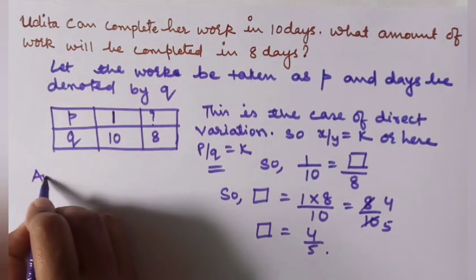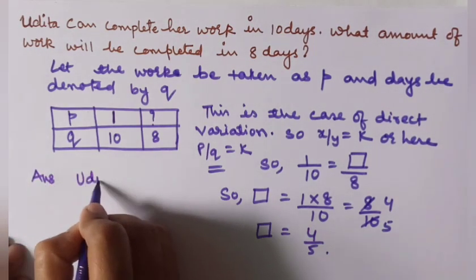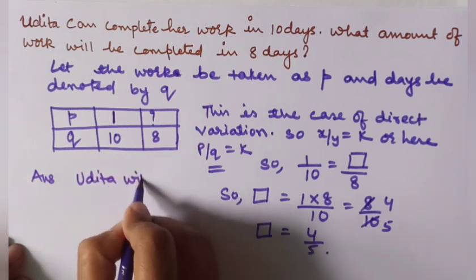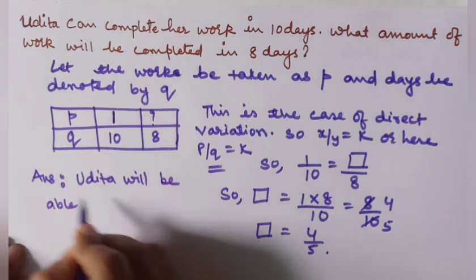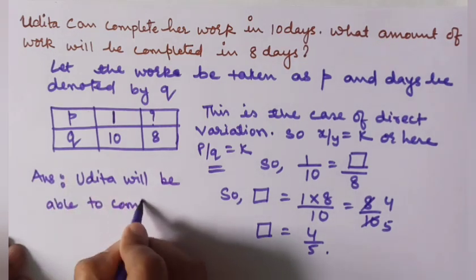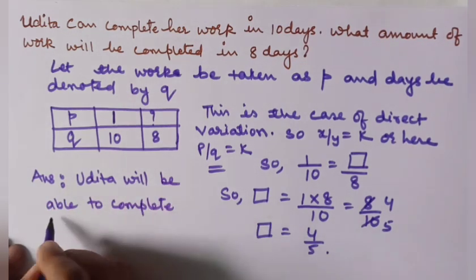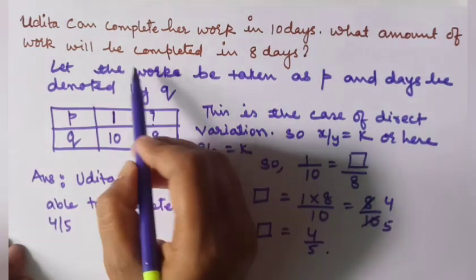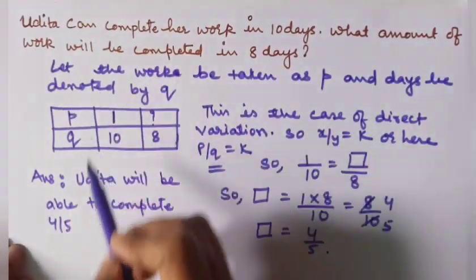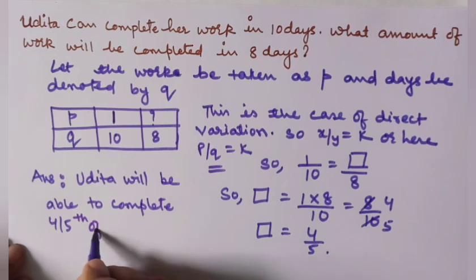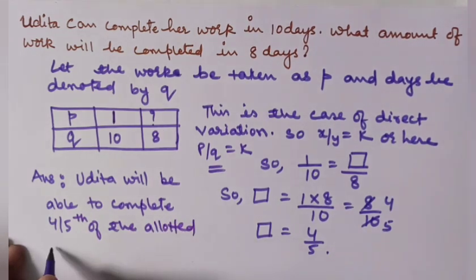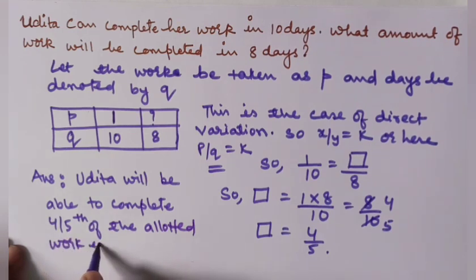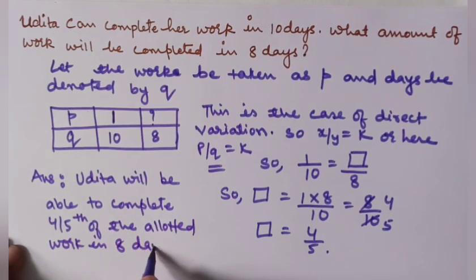So what is your answer? Udita will be able to complete 4/5. What part? What amount of work? 4/5 of the allotted work in 8 days. This is your answer.